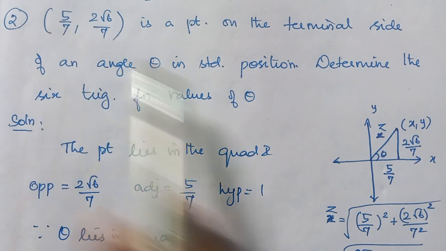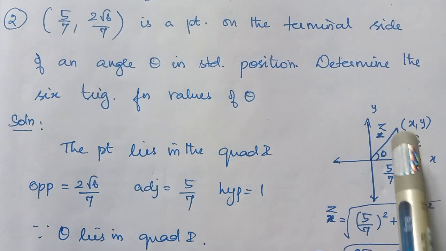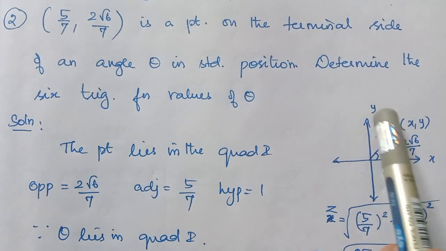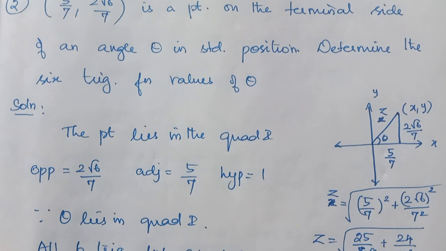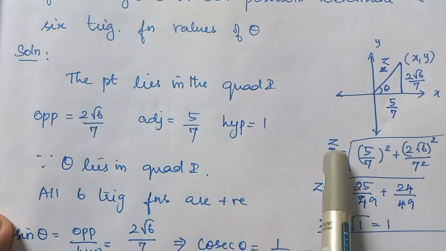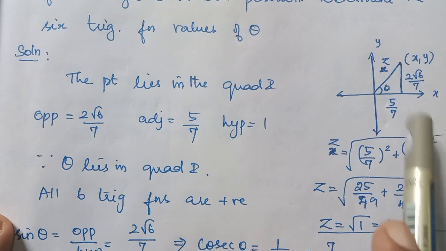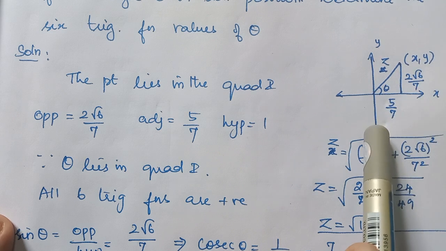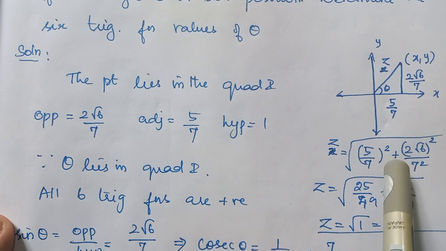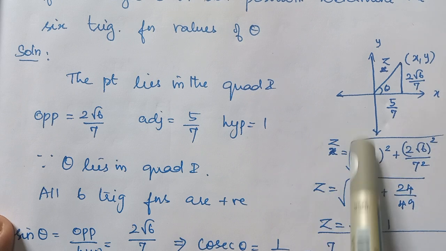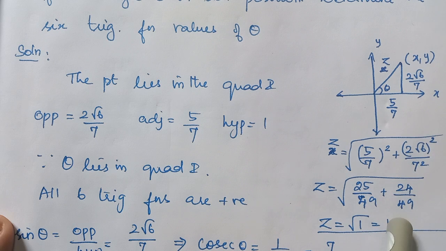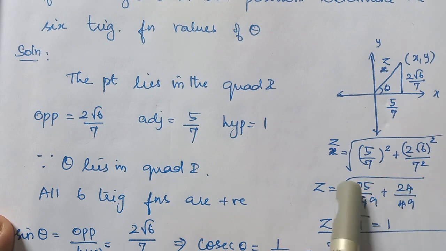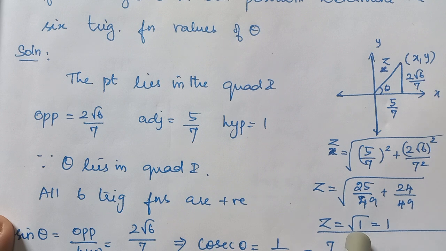The x value is written on the x-axis and the y value is also written. You have to find the hypotenuse. I consider it as z. So you have to find the value of z. To find the hypotenuse, it is the square root of the sum of the squares of the other two sides. So 5 by 7 the whole square plus 2 root 6 by 7 the whole square. 5 square is 25, 7 square is 49, 2 square is 4, 4 into 6 is 24 by 49. When you add it, 49 by 49 is 1. Root of 1 is 1. So the hypotenuse value is 1.